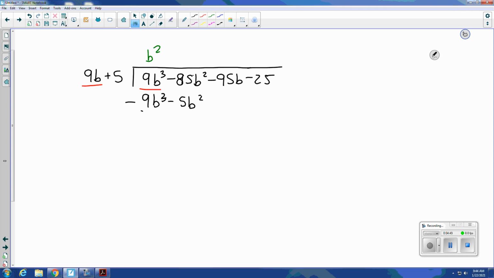So it's going to be minus minus. Now these first terms cancel. Combine like terms here. We're going to get -90b squared, bring down the next term. Once we've brought down the next term, it's just a matter of repeating that process over and over and over again. So if you can get to this point, there's no reason why you can't finish the division problem.